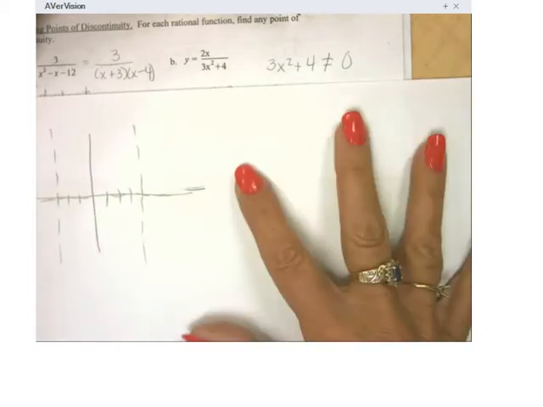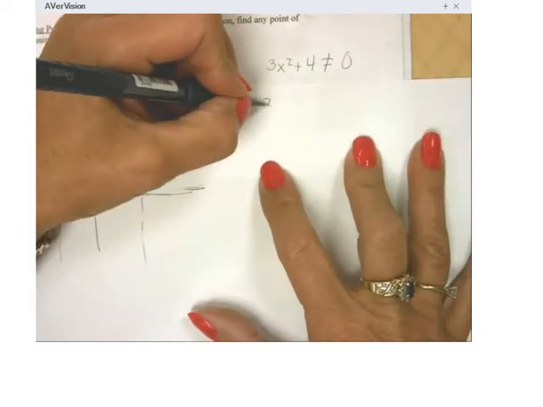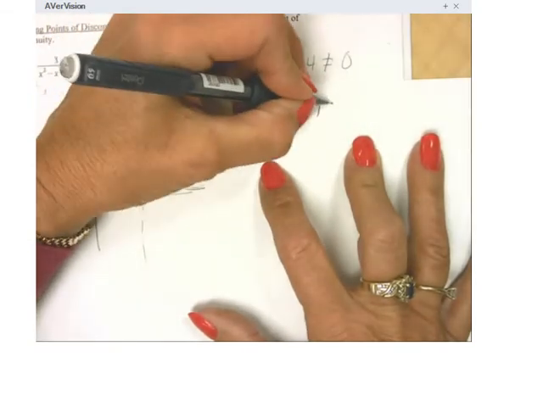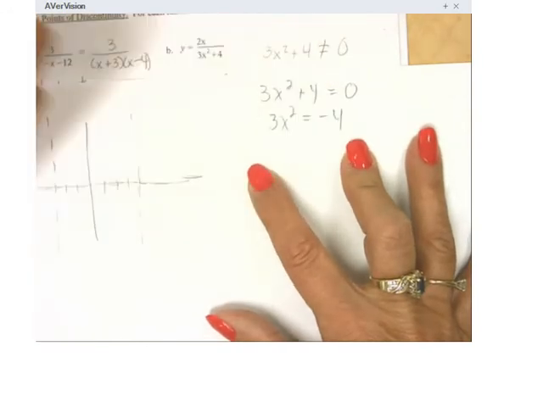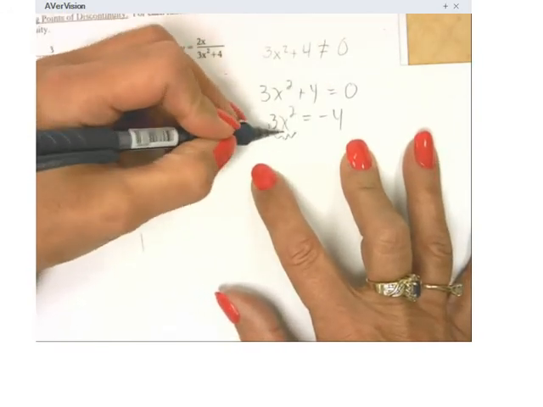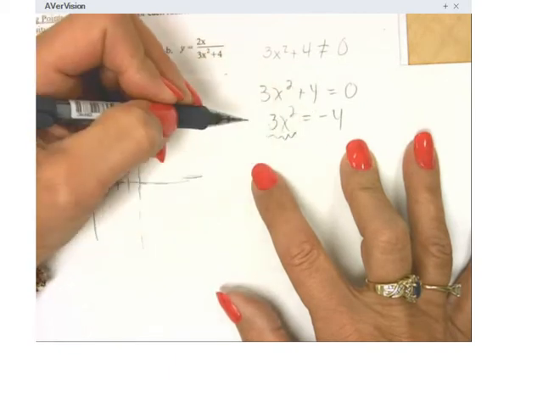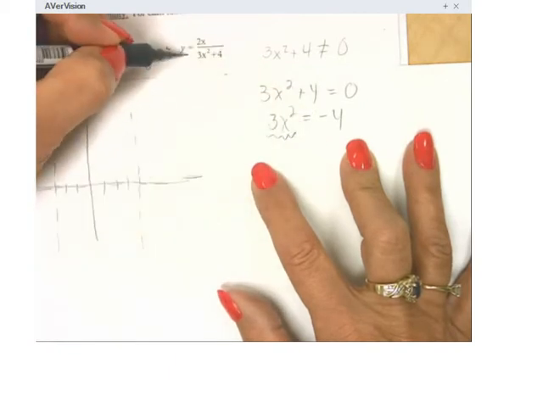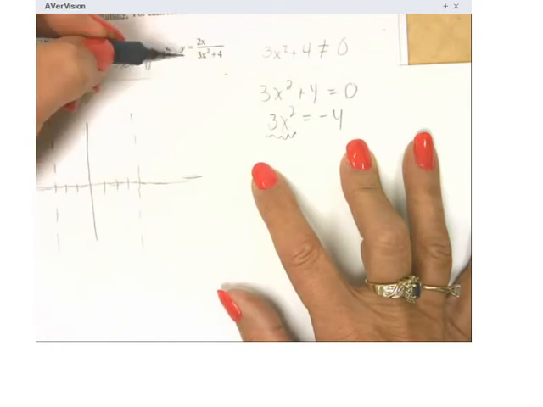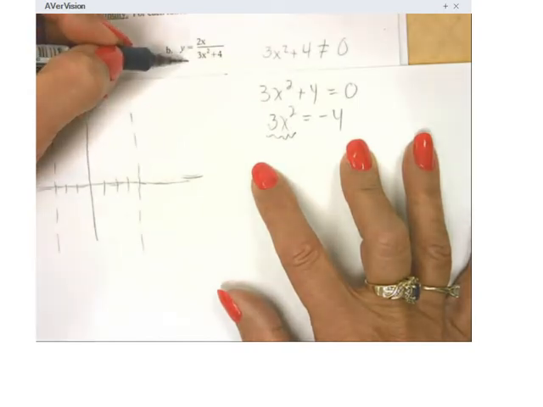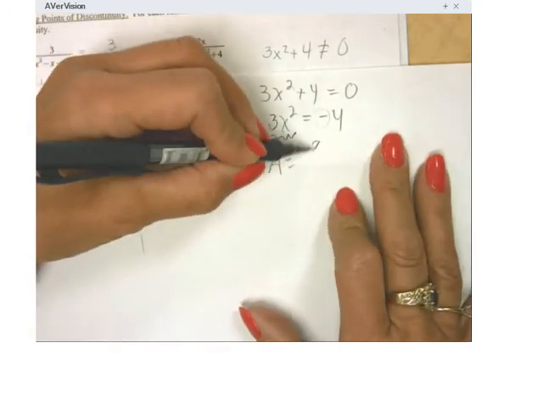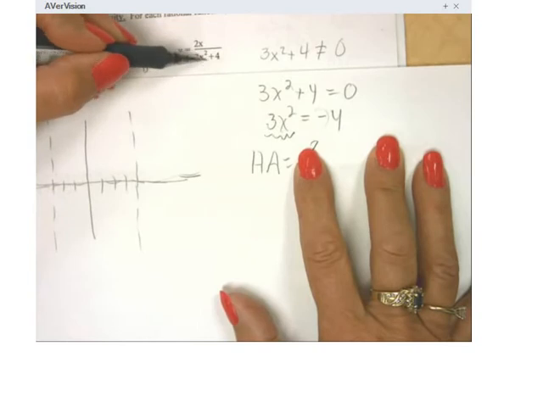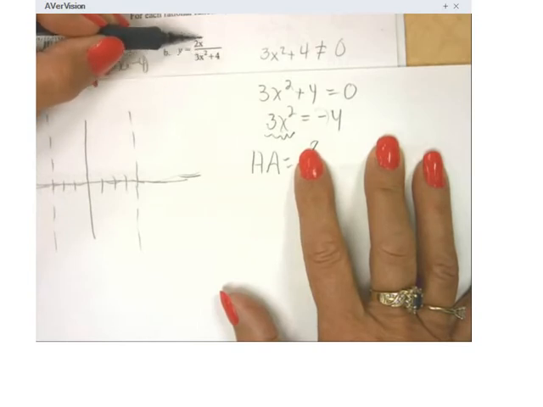Now, I know in order to find the location of points of discontinuity, I need to find where the denominator is equal to 0. Now, notice something. I could go through the algebra of solving this, but it's impossible for 3x squared plus 4 to equal 0, because if I solved that equation, I would have to have 3x squared is equal to negative 4, and I'll stop right there. It's impossible to take 3 times the square of a number and get something negative. So this will not have any points of discontinuity. In other words, there will be no holes, there will be no vertical asymptotes in this graph.